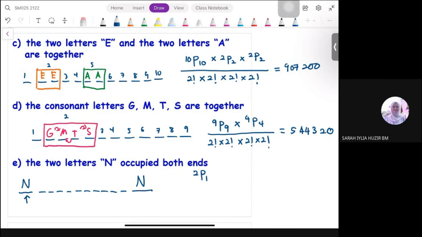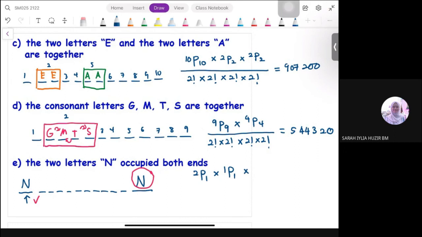So, 2P1. Okay. And then, go to the last space pula. Sebab satu kita dah guna kat depan. Means we left with another option that we must put on our last space. So, we have 1P1. Okay. 2P1 sebab ada dua pilihan. Saya letak kat tempat pertama. Okay. And then tinggal lagi satu huruf. Kita letaklah kat hujung. So, 1P1 there.